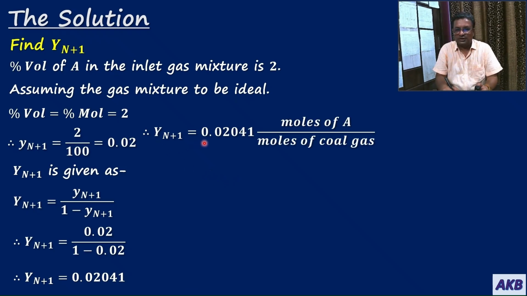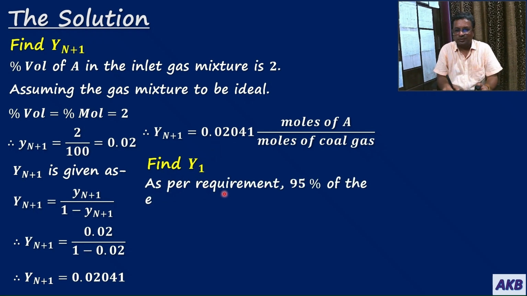Now, capital Yn plus 1, which is 0.02041, is defined as moles of E divided by moles of coal gas. The moles of coal gas always remain in the gas mixture; they will not change. Now, the task is that 95% of the moles of E present in the inlet gas mixture are to be removed. So we will use that information and then find capital Y1.